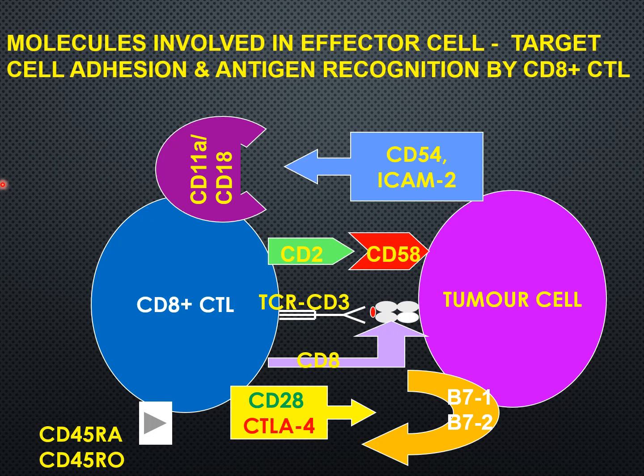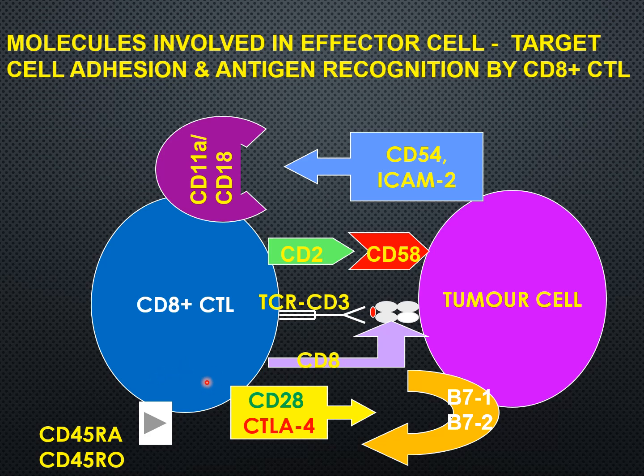So what are the molecules involved in the effector cell, target cell adhesion and antigen recognition? First of all, here is the T cell, which is a cytotoxic T cell. And here is, let's say, a tumor cell. So the tumor cell is going to express only MHC class 1. Within this tumor cell, let's presume that there are some proteins which are mutated, and these mutated proteins are broken down, and the mutated peptide is now exhibited by the MHC class 1. Now this will be recognized by the T cell receptor, and in addition, because it's CD8, that is a cytotoxic T cell, it will have a CD8 protein expression, which also will be critical in improving the signal.